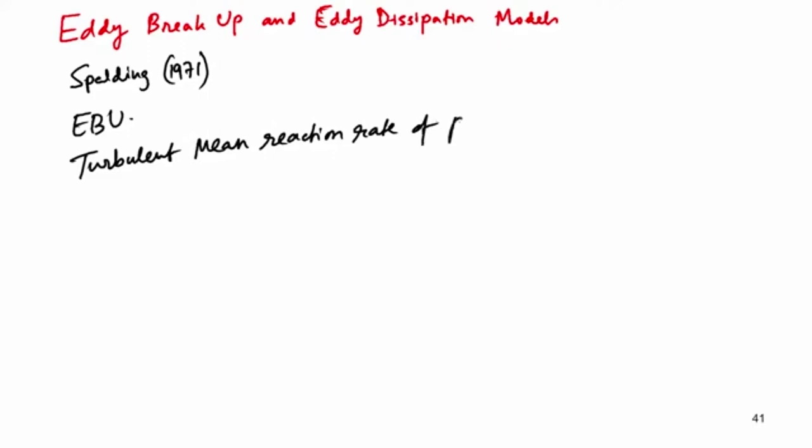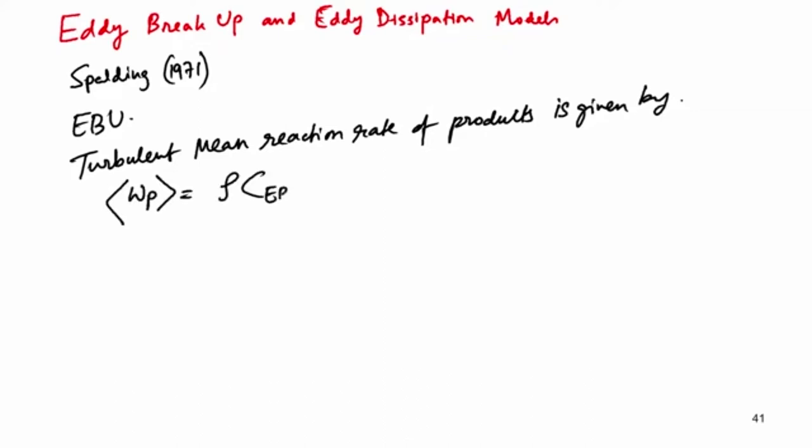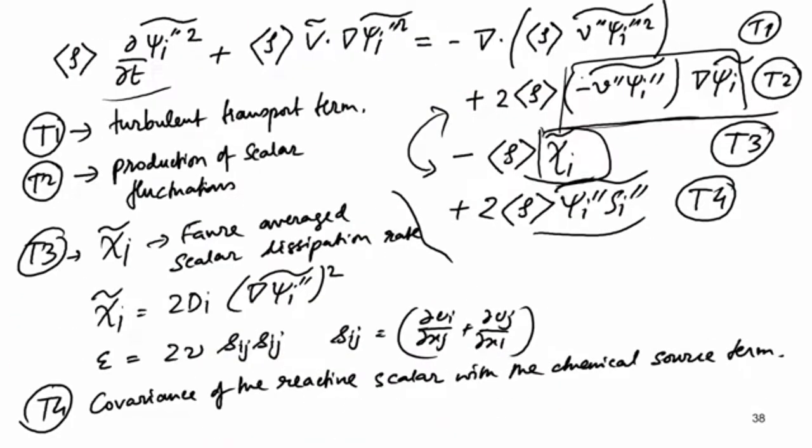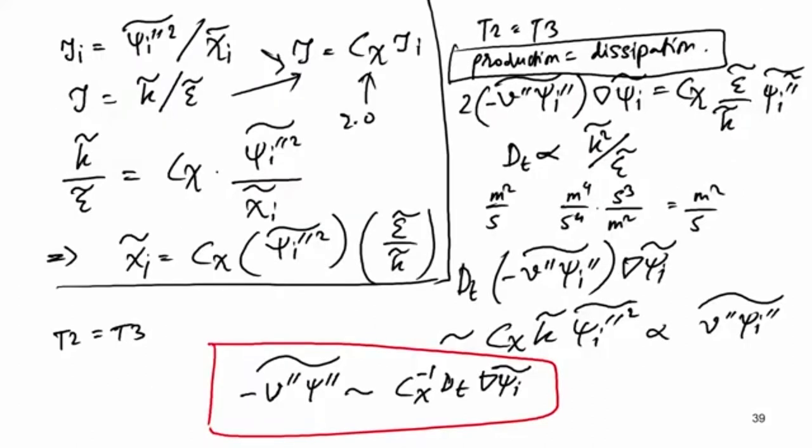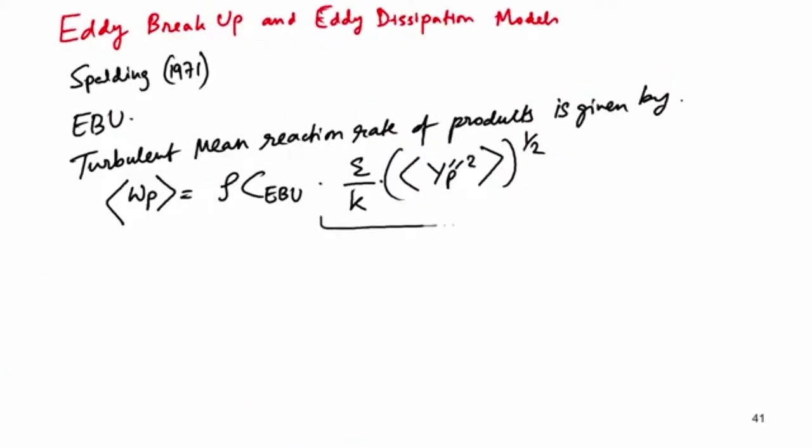So the turbulent mean reaction rate of products is given by rho times C_EBU, which is a constant, times epsilon by k times Y_P to the power of half. Okay, you see this thing. Rather, if we go back, what was the definition of our scalar dissipation rate? What was the modeling for our scalar dissipation rate? So this was the modeling for our scalar dissipation rate, right? As you see here, this thing looks very close to that.